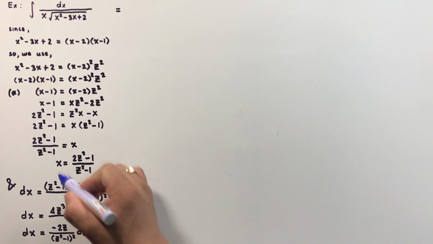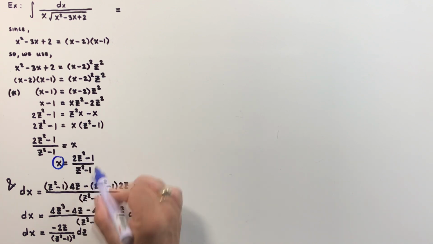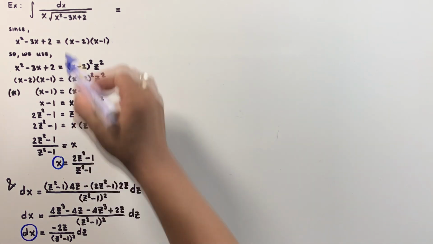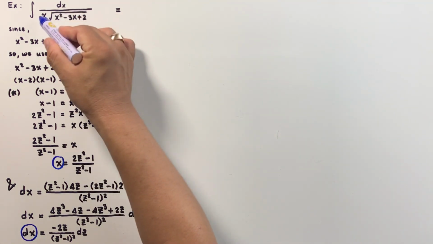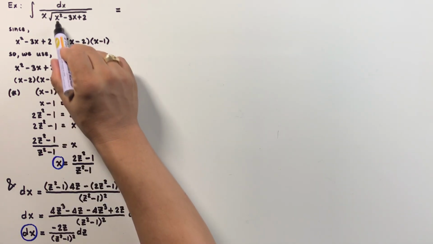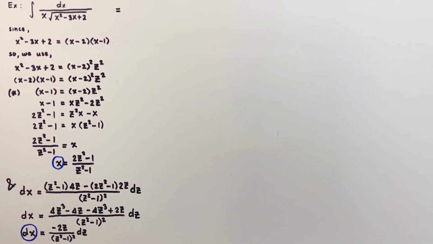Now, at this time, we have the representation of our x, which is this quotient here, and the representation of our dx, which is this one. Then we can use that one to substitute for this x and the dx in the integrand. But we don't have yet the representation of this square root of the quadratic.